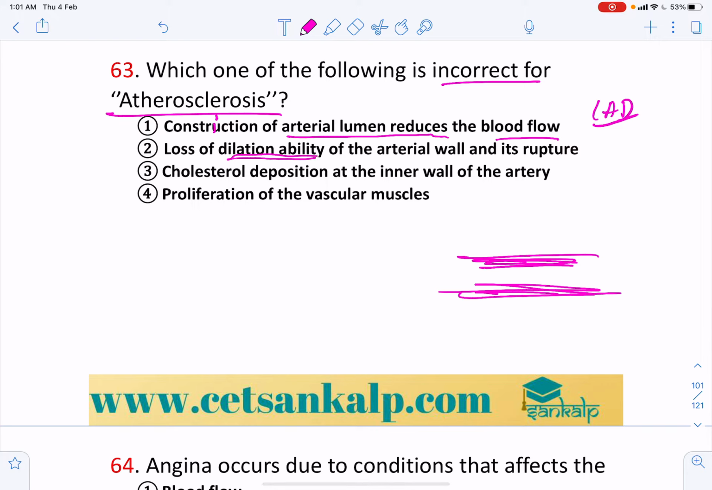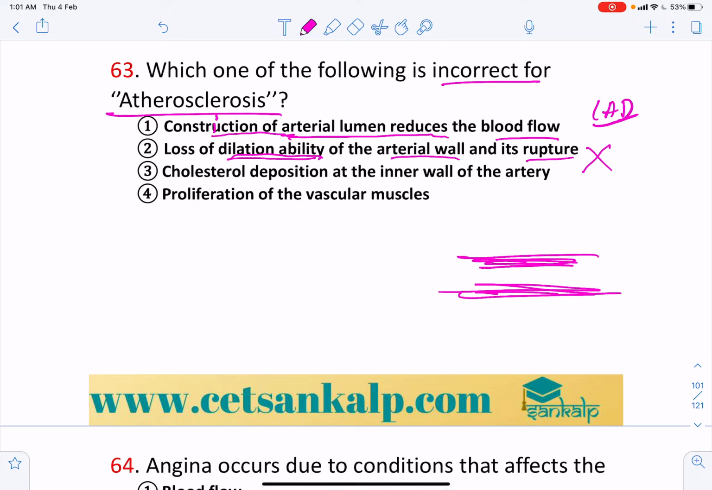Loss of dilation ability of the arterial wall, and its rupture. So in this case, here we can say that this is arteriosclerosis. So dilation, that is loss of dilation ability, that is what? On the wall.